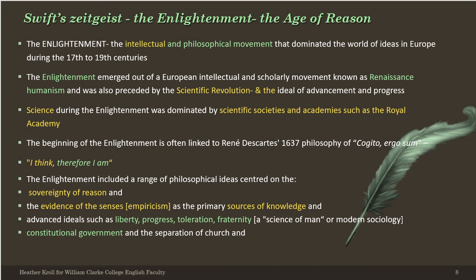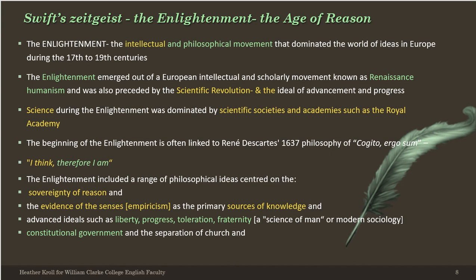So the Enlightenment emerged out of a European intellectual and scholarly movement known as Renaissance humanism. So again, that's what influenced Shakespeare. And it was also preceded by a scientific revolution and the idea of advancement and progress of society. So these are things that are very powerfully evident in Gulliver's travelogue, particularly in the style and the detail, all the little details such as measurement and some of his very finite observation. And this also develops the verisimilitude of the setting. So we believe he is where he is because the details are so believable.